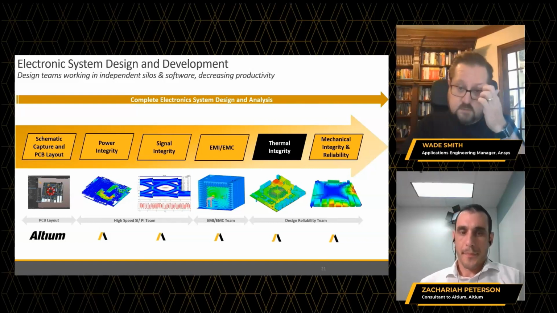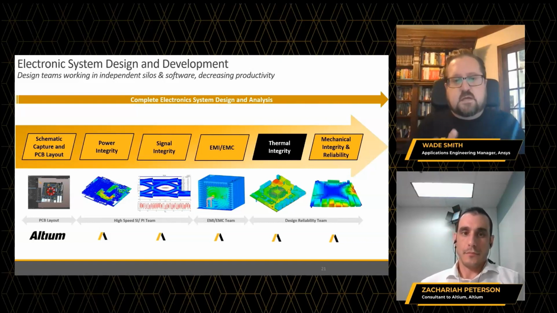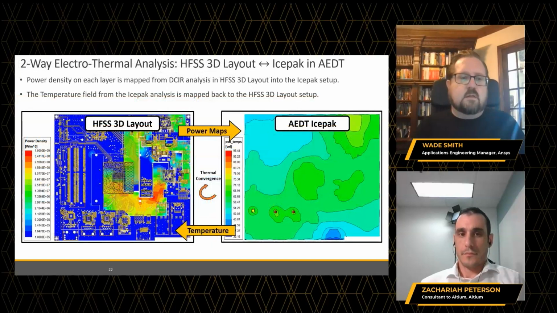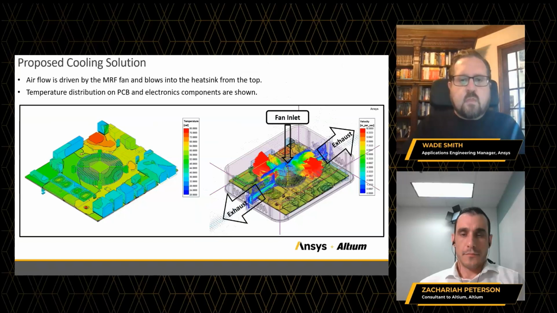Next up, of course, we're going to have to get into the more physical type of reliability. So we're going to look at thermal reliability. We're going to take the DCIR simulations we ran with SiWave previously in the HFSS 3D Layout interface, and we're going to send those to IcePak. And now IcePak can take a look at the actual thermal profile of this board.